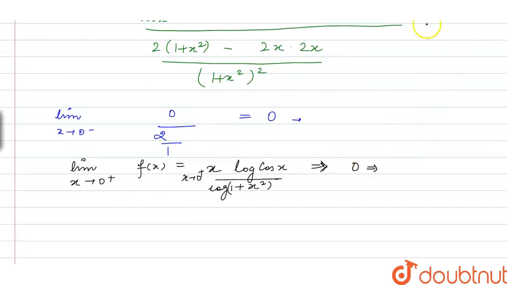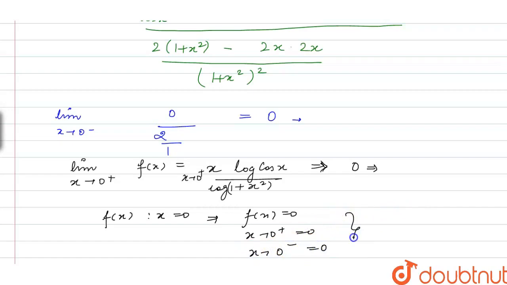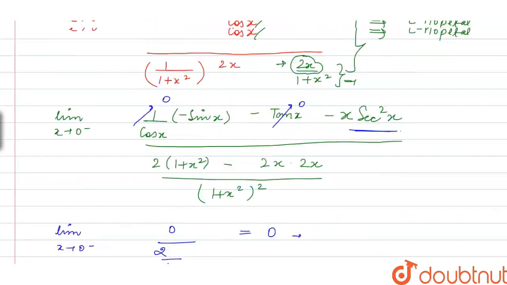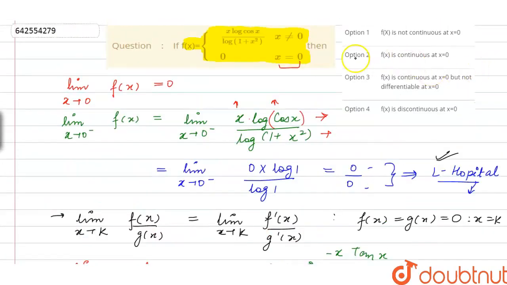So we can conclude that the value of this function, the value of f of x at x equals to 0 is what? It is equal to 0, right? And when x is tending to 0 plus, it is also equal to 0. When x is tending to 0 minus, at that time also it is 0. So we can say that the given function is continuous, right? So the function is continuous at x equal to 0.